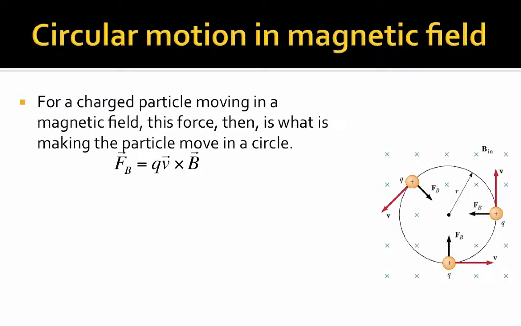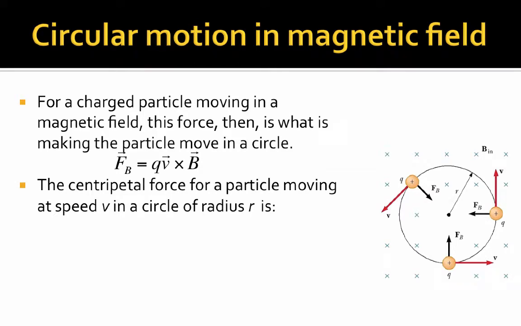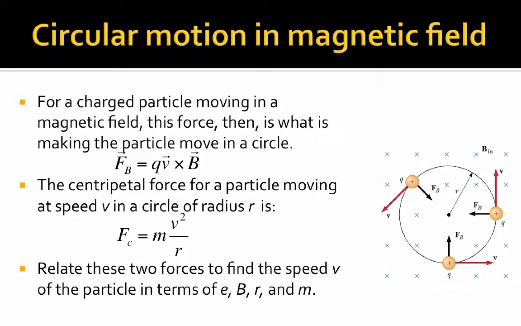Now, for this charged particle that's moving in the magnetic field, the magnetic force is what's making the particle move in a circle. And we know that the centripetal force to keep a particle moving at a speed v in a circle of radius r is centripetal force equal to mv squared over r. So we can relate these two expressions to find the speed v of the particle in terms of e, the charge of the electron, so e is our Q, B, r, and m. Go ahead and do that. That will help you to make the final step of the physics in this lab.